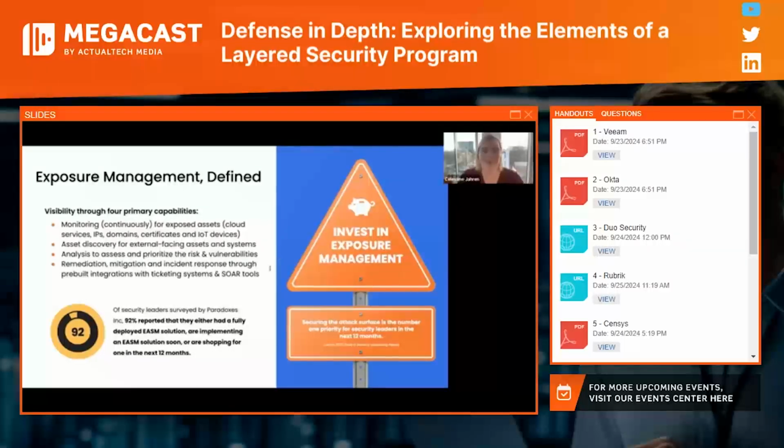Now, when it comes to exposure management being recognized as a solution as a whole, you don't need to just take my word for it or the word of Census for it.